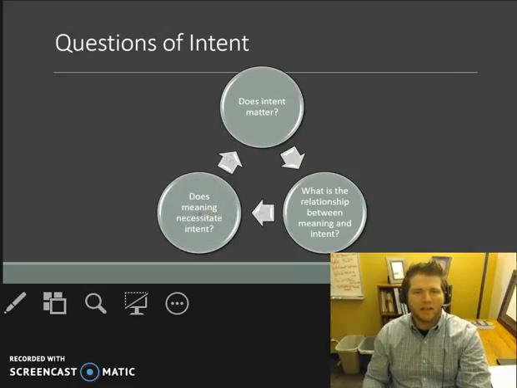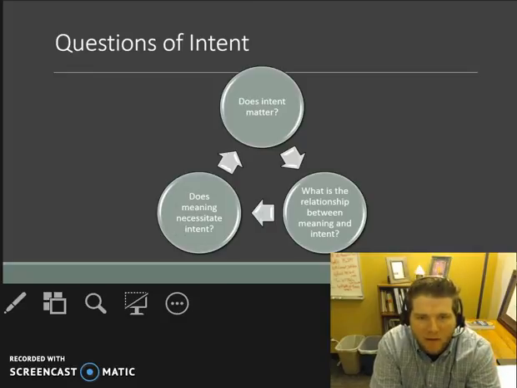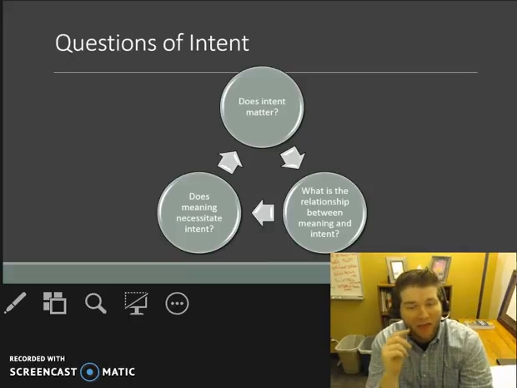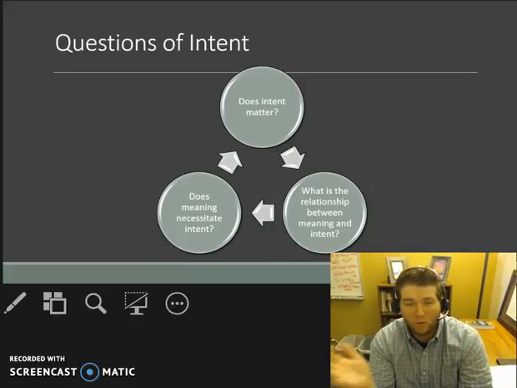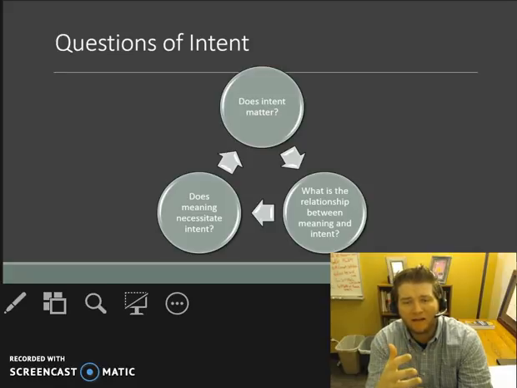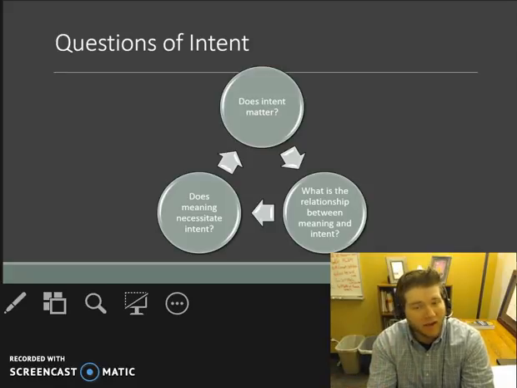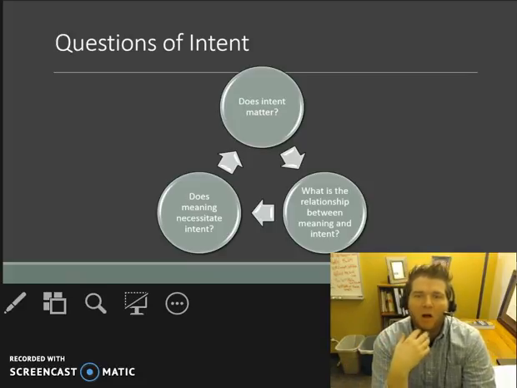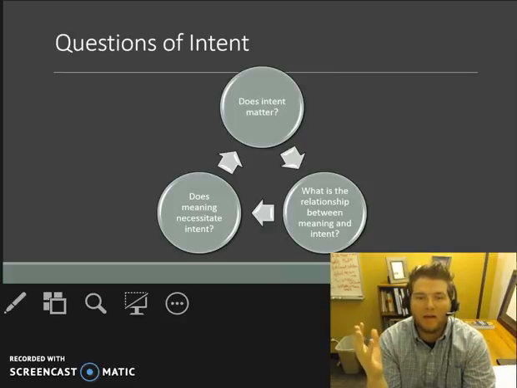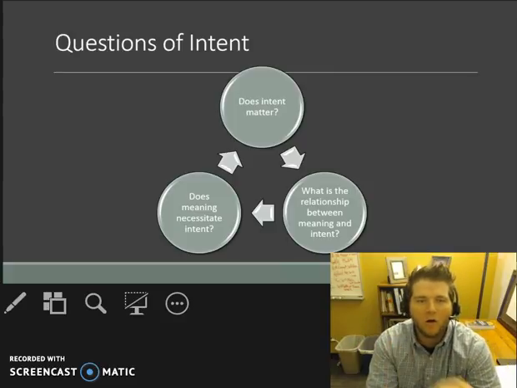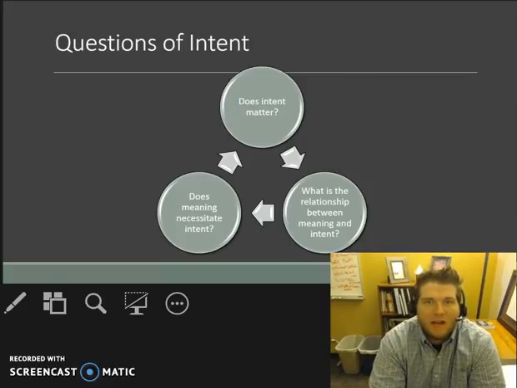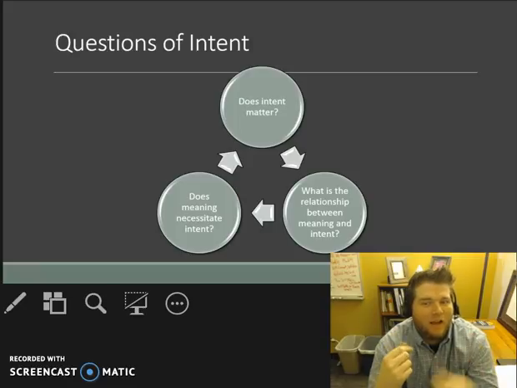And then our last question of intent is this: does meaning necessitate intent? And we can say no, it does not. You do not have to have intent for meaning to happen. You can attach meaning to my behavior, and I can attach it to yours. If you're yawning right now while I'm talking and I could see it, I might think, oh my gosh, they're bored, they're having a really bad time, I need to do something better in my teaching. When in reality, you're not bored. You were just up late last night feeding your 2-year-old, because that's what I was doing.